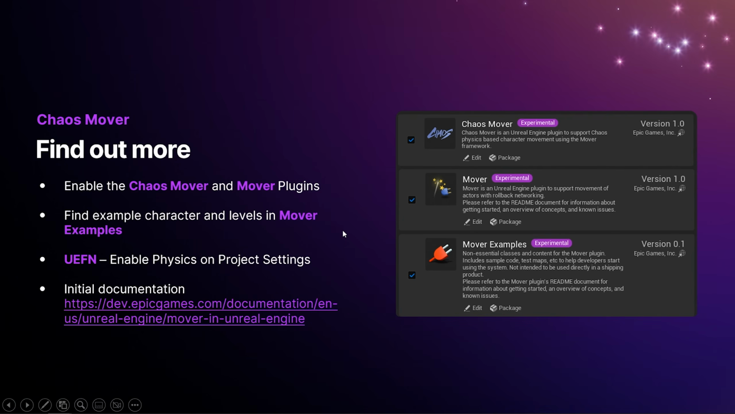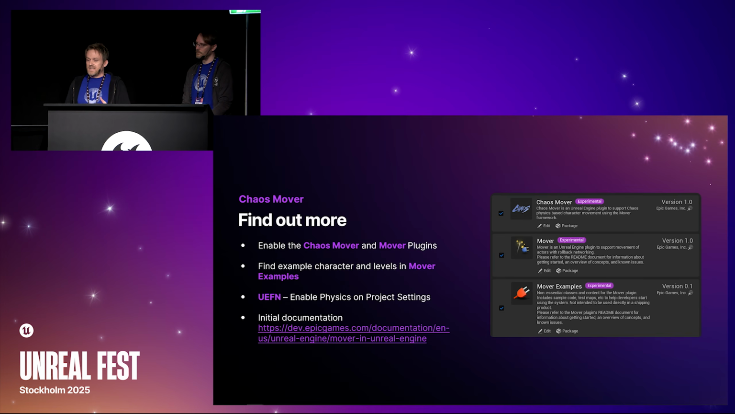So Chaos Mover is very much experimental right now, but it is available. It will be available in the 5.7 release. So if you want to try it out, you can. In order to try it out, you'll have to enable the Chaos Mover plugin as well as the Mover plugin. And if you want to see some examples of a character setup, we have some examples in the Mover Examples plugin, and we have a Chaos Physics character set up with some example content, so you can play around with that.